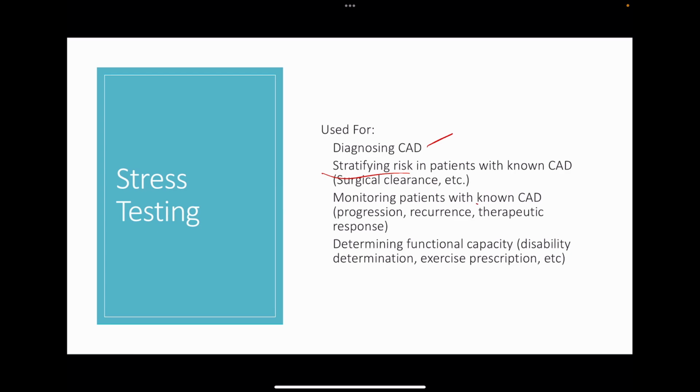Looking at patients with known coronary artery disease, are their blockages getting worse? If it's getting worse, you're going to have more ischemic changes. If it's getting better, you'll see less, and you'll see more of the heart being perfused.